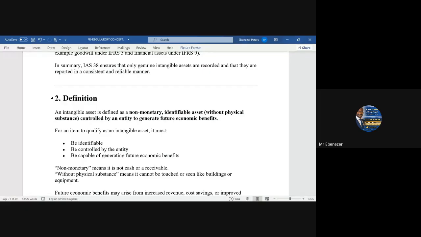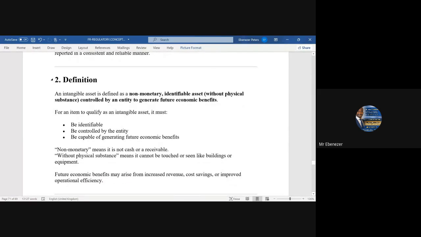Okay, thank you. So for you to call them an intangible asset, it means that you can identify it as an entity, and they are capable of generating future economic benefits. When we say generating future economic benefit, it means that they can increase your revenue, they can help you to save costs, or improve your operations as an entity. So they must be able to generate future economic benefits.